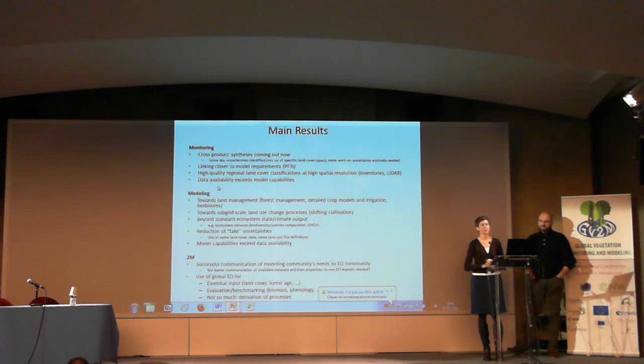And what Brice said about data availability exceeding model capabilities is true for some aspects. But the other way around is also true for other aspects. So the models are capable of handling irrigation, some of them are, or can represent herbivory, but we don't often have the data sets that we would really need. And this again comes up on the next slide, very much of what specifically the modeling community might ask from the monitoring one.